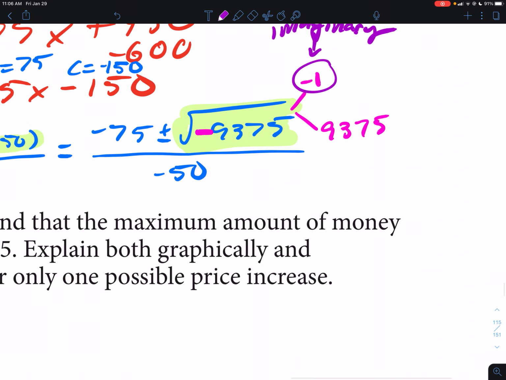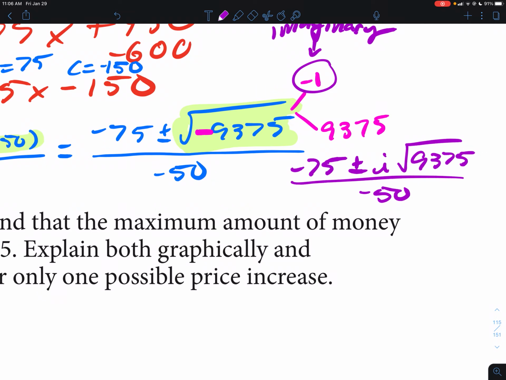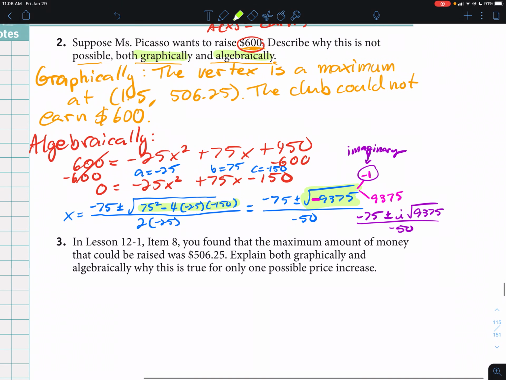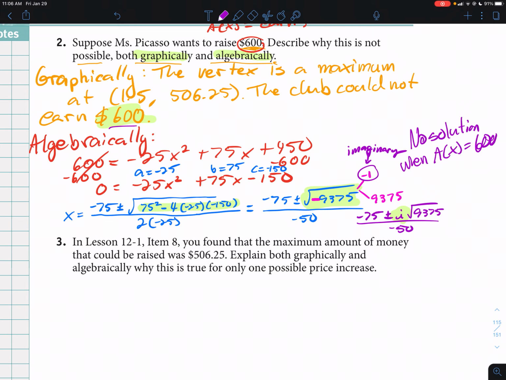If you were to simplify it, you would end up with an i on the outside, a little cursive i. Okay? So this would have no solution. It's not possible for our graph to reach 600. And we proved that right here. Since we have an imaginary solution, there is no solution at 600. So there is no solution when A of x equals 600. There's no point there.